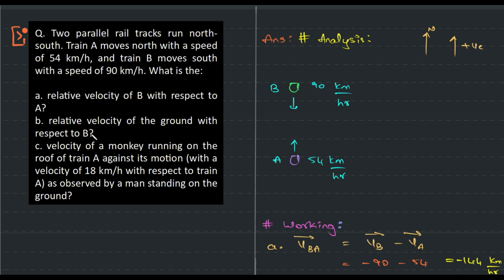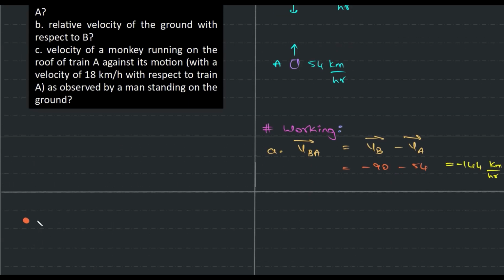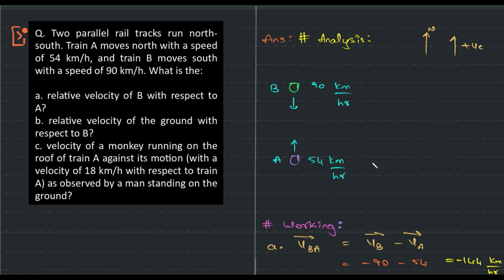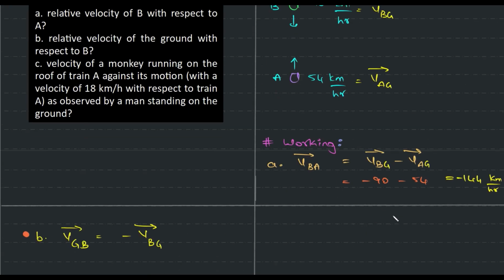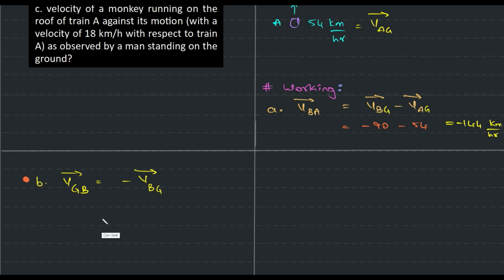Relative velocity of ground with respect to B. Now we're looking at the relative velocity of ground with respect to B. So this will be the negative of the relative velocity of B with respect to the ground. See, by default, all of these values are the relative velocity of A with respect to ground, and this is the relative velocity of B with respect to ground. We don't write ground everywhere, but by default it's there, even here. And so this will be plus 90.